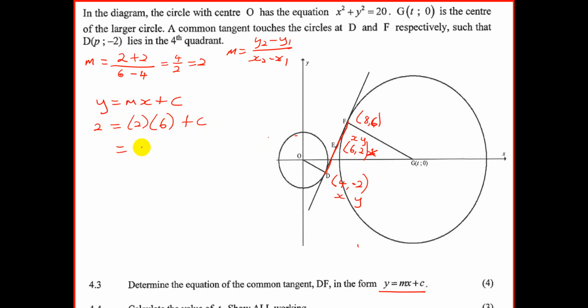And that gives me 2 times 6, which is 12. Take it to the other side, it becomes minus 12. And that gives me C to be negative 10. So my equation would now be y = 2x minus 10. That is the equation of DF. Okay, so I'm going to erase that. You can keep that answer down. We may need it for later.